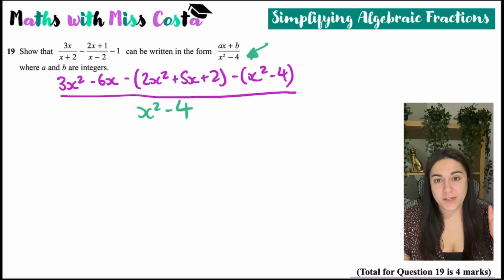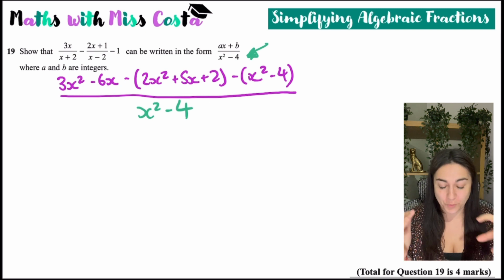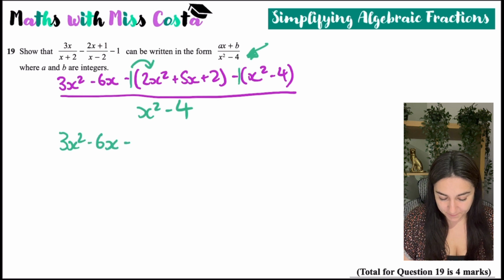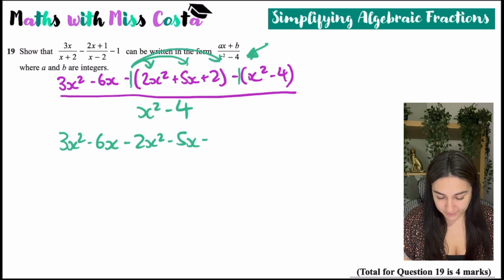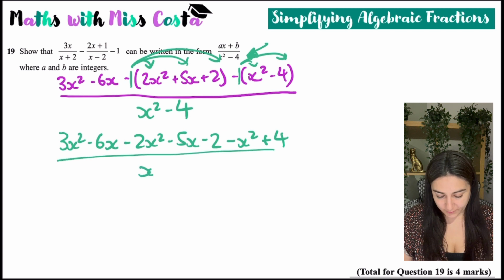So whenever you are dealing with terms being subtracted and there's more than one, sometimes people get very confused by this. So what you can do is you can just imagine there's an invisible 1 there, and you could expand the bracket like that to help you out. So you'd be left with 3x squared minus 6x minus 2x squared, minus 1 times 5 is minus 5x, minus 1 times 2 is minus 2, minus x squared, and then plus 4 over x squared minus 4.